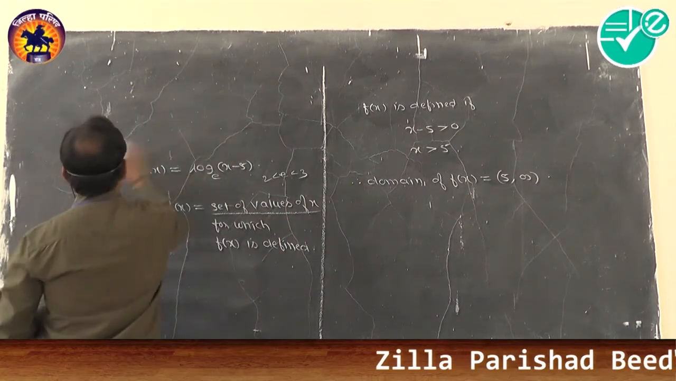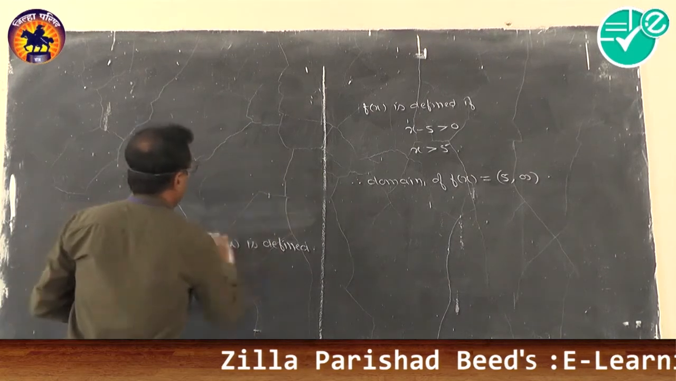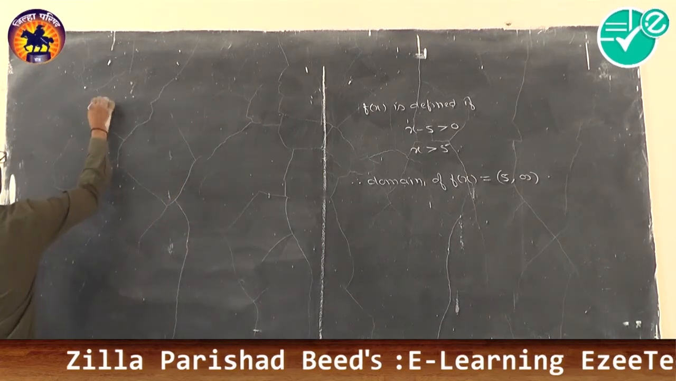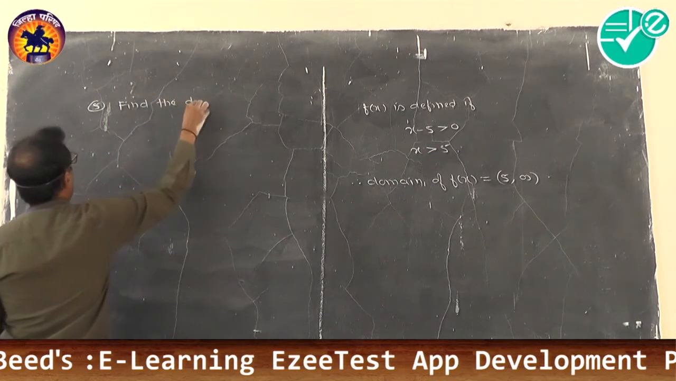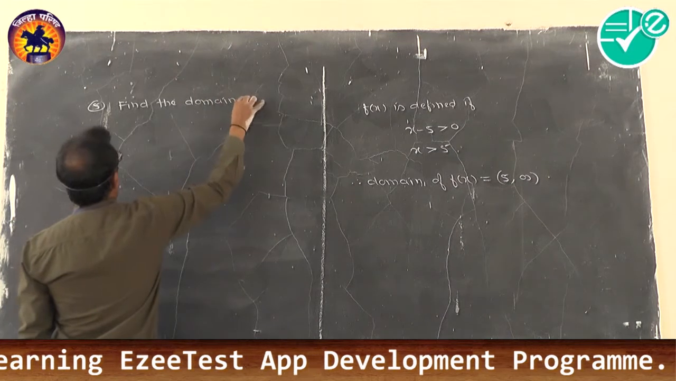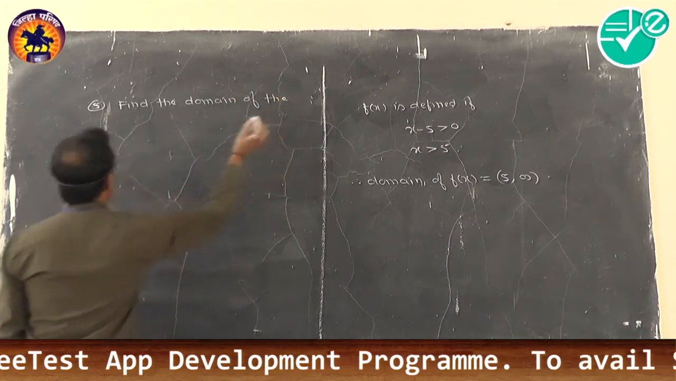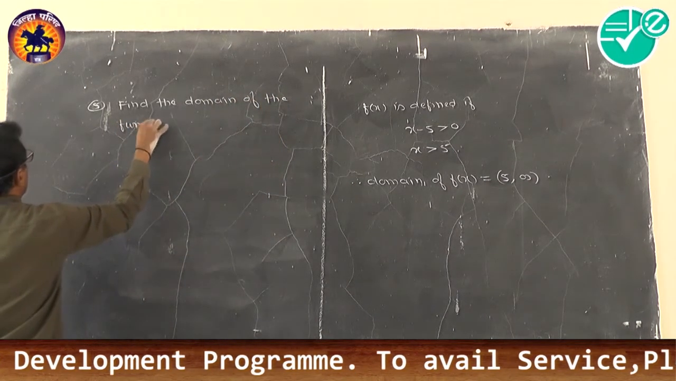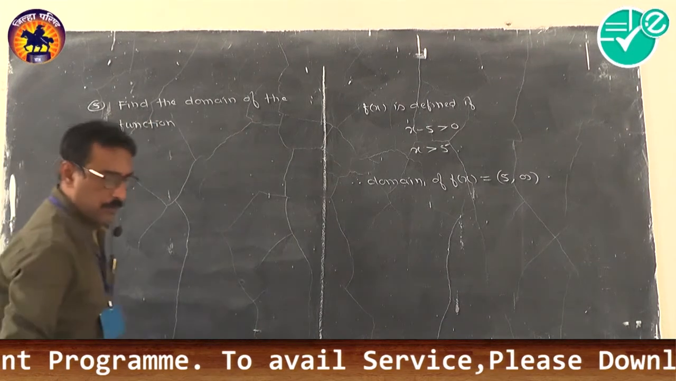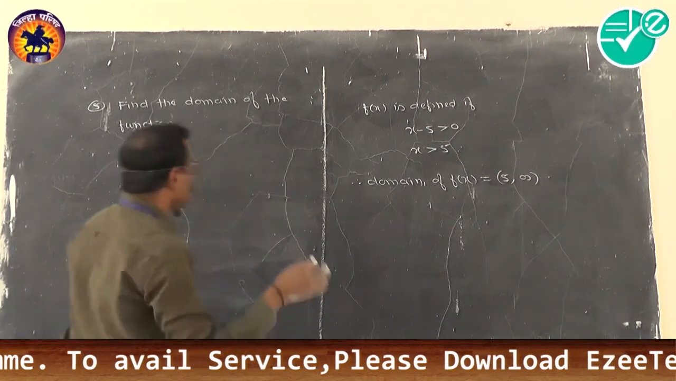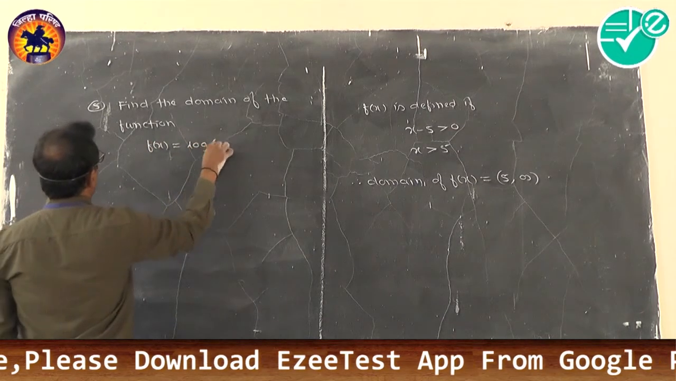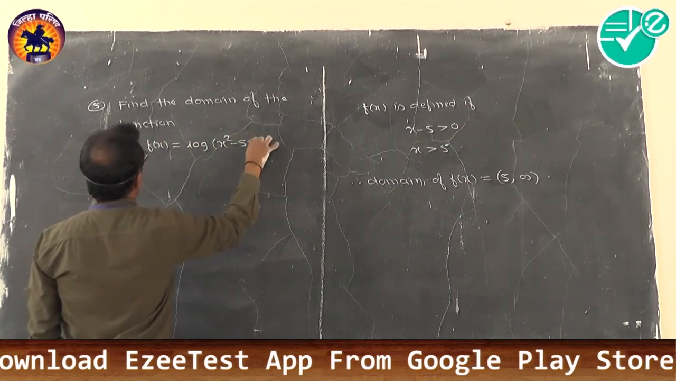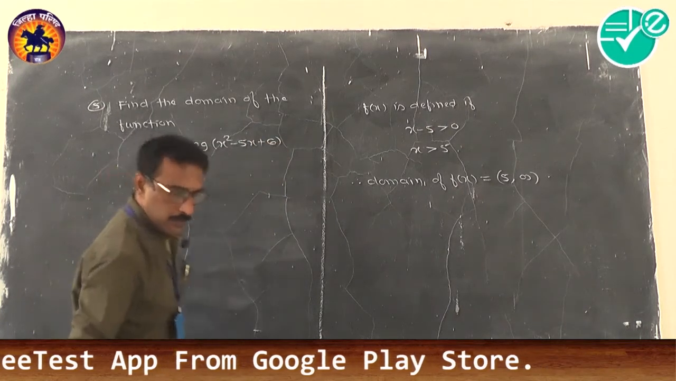Suppose fifth question I will take. Domain of the function. Fifth question, find the domain of the function: log of x square minus 5x plus 6 to the base 10.